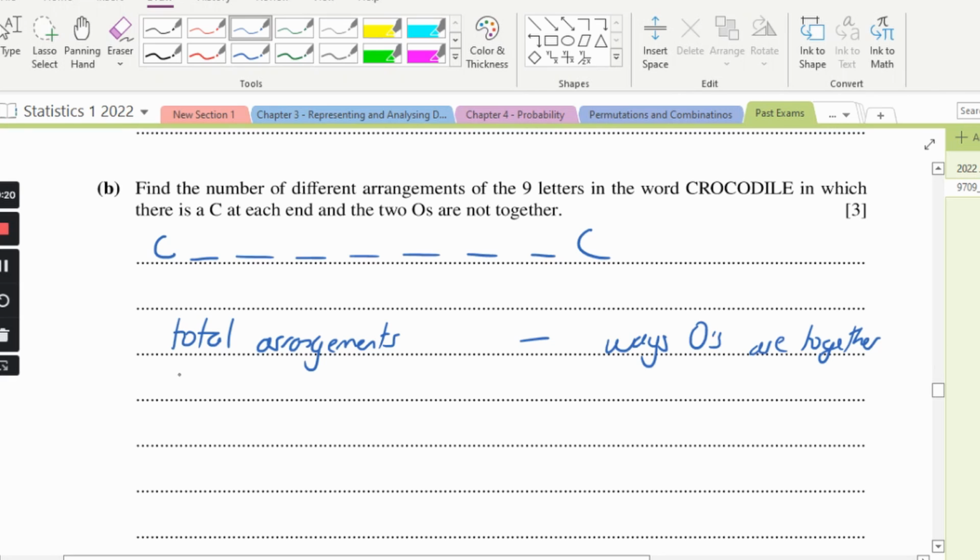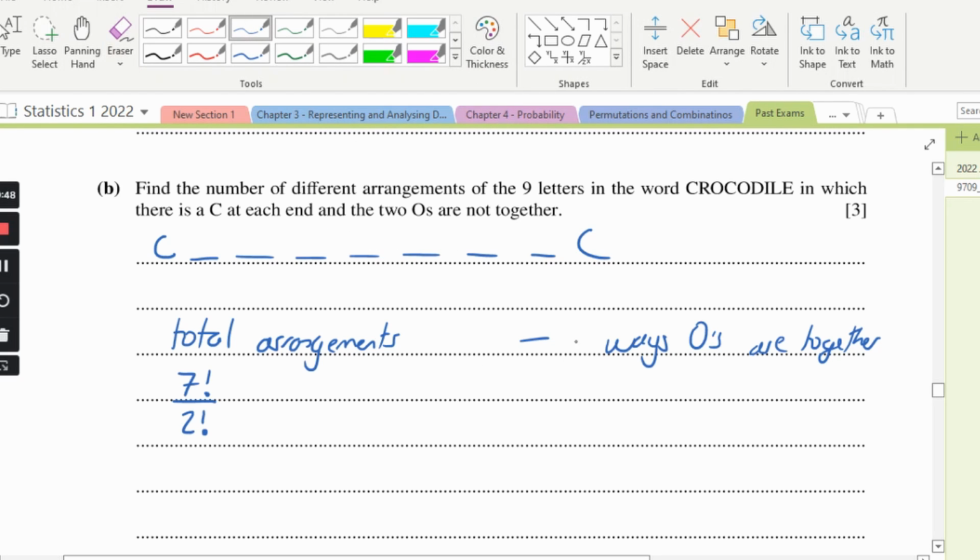That's my strategy for this. Total arrangements. We're arranging 7 letters, so it's 7 factorial. Do we have duplicates? Yes, we've got 2 O's. So, for instance, if you had an O here and an O here, that's one arrangement. Even if you swap the O's over, it would still be the same because they're duplicates. So we're ignoring those. Okay, right. So that should be that one.